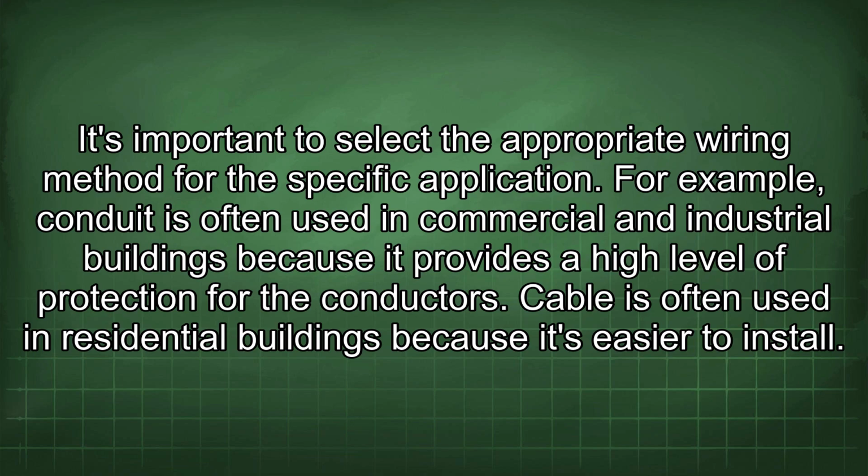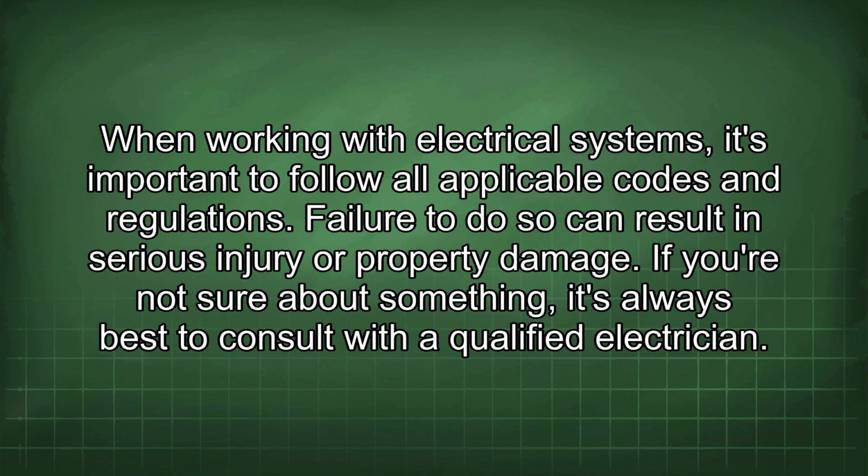For example, conduit is often used in commercial and industrial buildings because it provides a high level of protection for the conductors. Cable is often used in residential buildings because it's easier to install. When working with electrical systems, it's important to follow all applicable codes and regulations. Failure to do so can result in serious injury or property damage. If you're not sure about something, it's always best to consult with a qualified electrician.